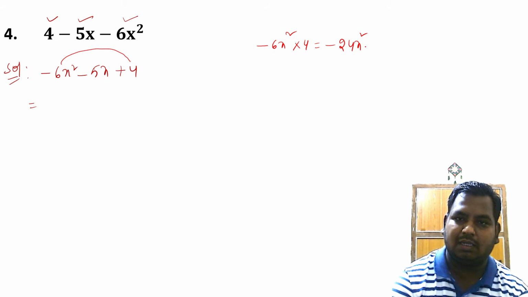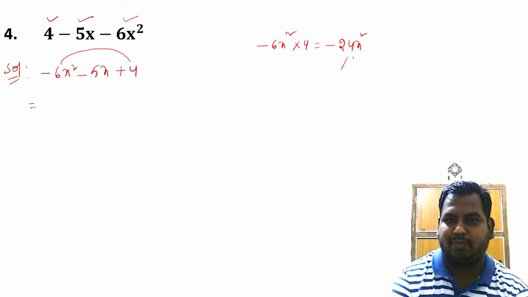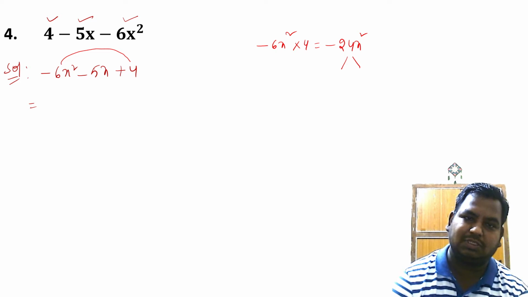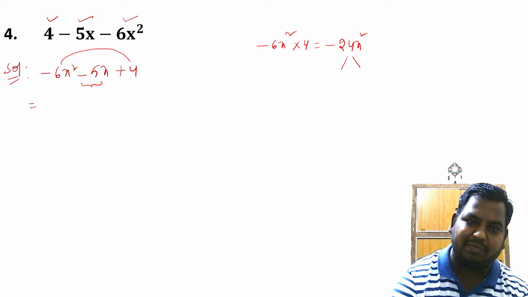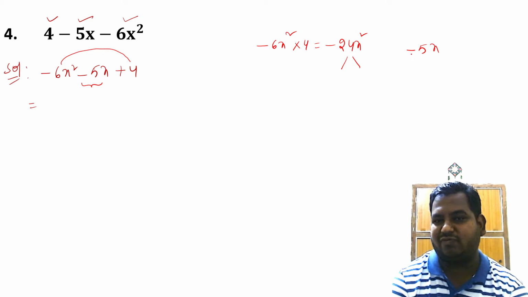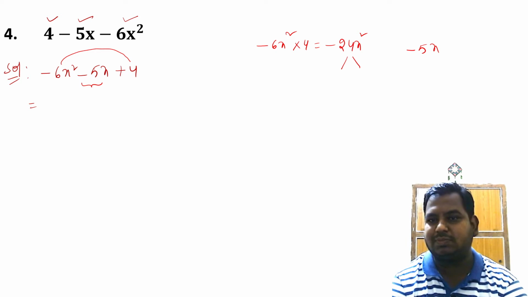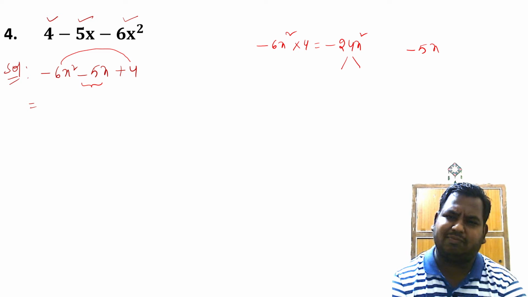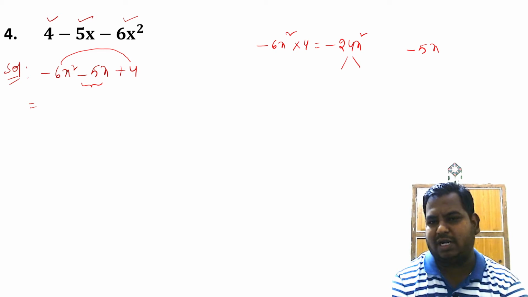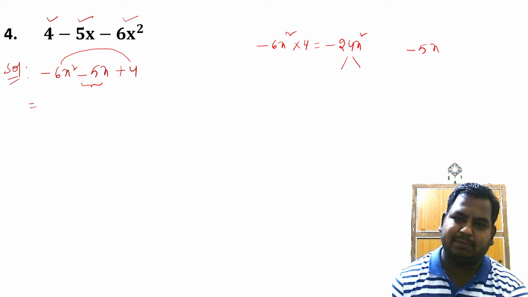Now the third step. What is the third step? We have to split minus 24x square into two terms such that their sum is minus 5x and the product is minus 24x square. So what can we do here?